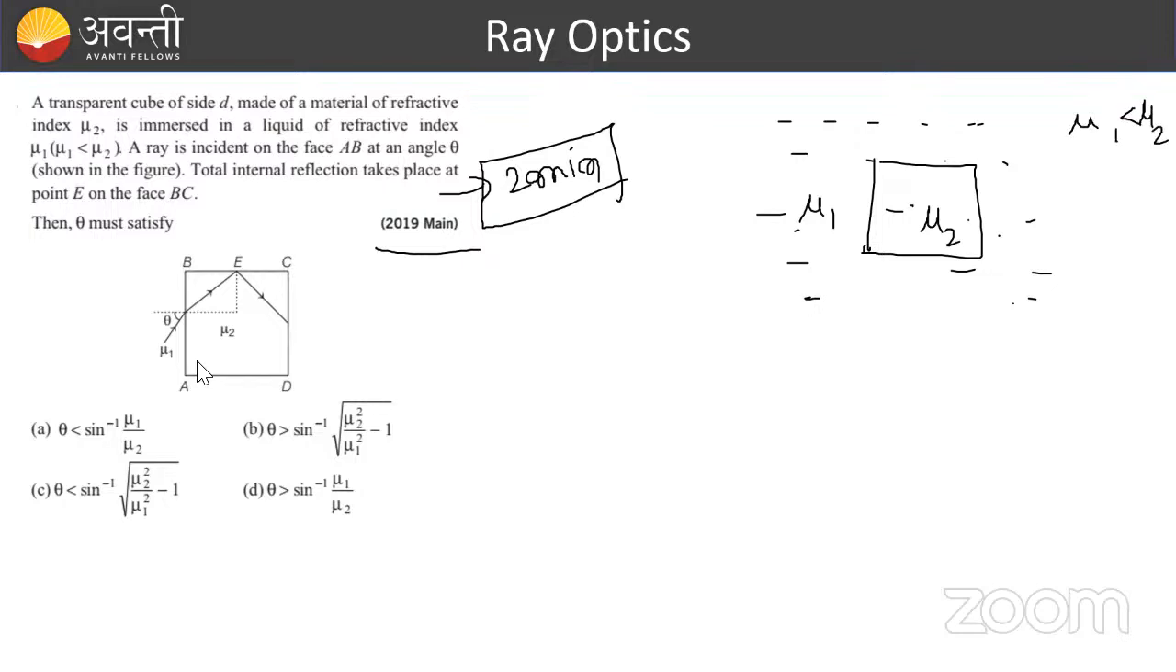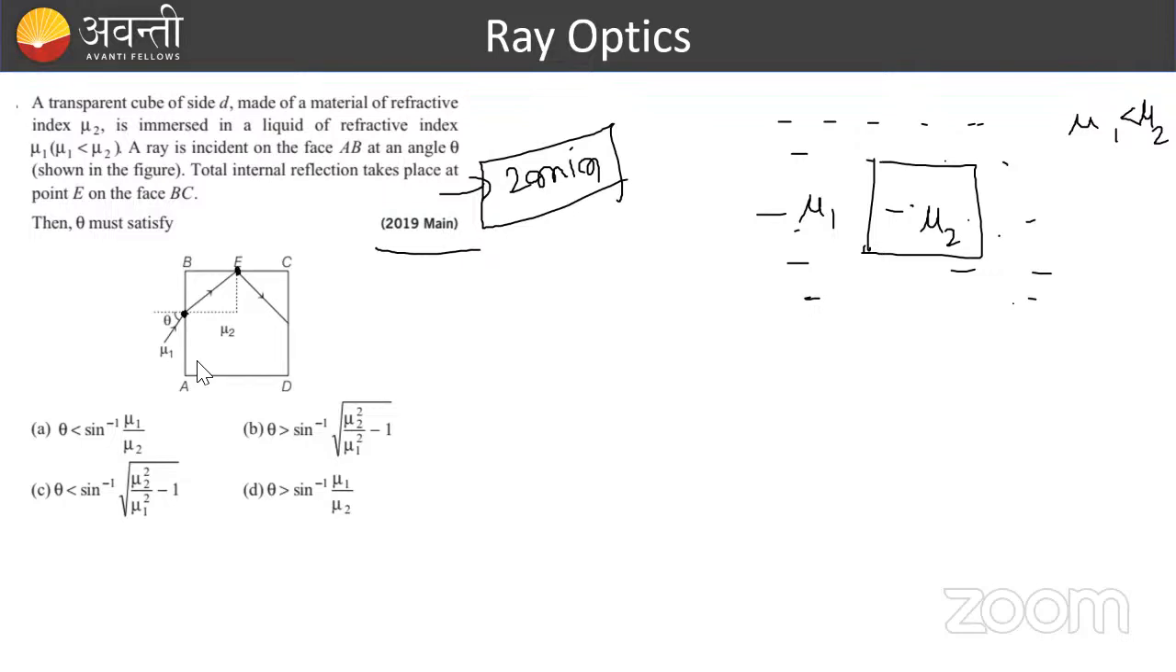Done. Now what is happening? A ray is incident on face AB at an angle theta. It is incident here. Total internal reflection takes place at point E on the face BC. Here it is happening. Then theta must satisfy what? For total internal reflection to happen at E, what should be the range of theta? So here the question is all about mathematics. How will we solve it? Just see, to be able to solve such type of question, we should solve more number of questions.